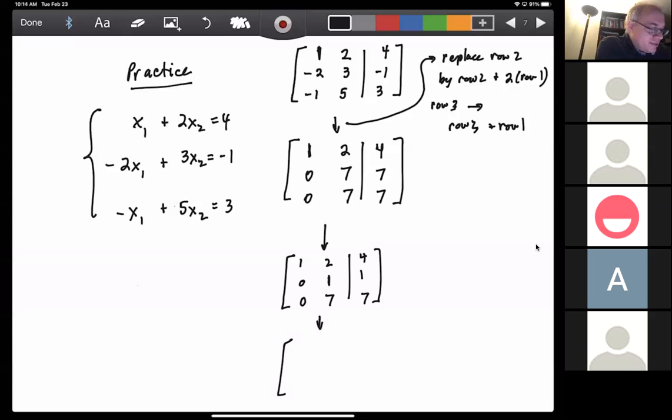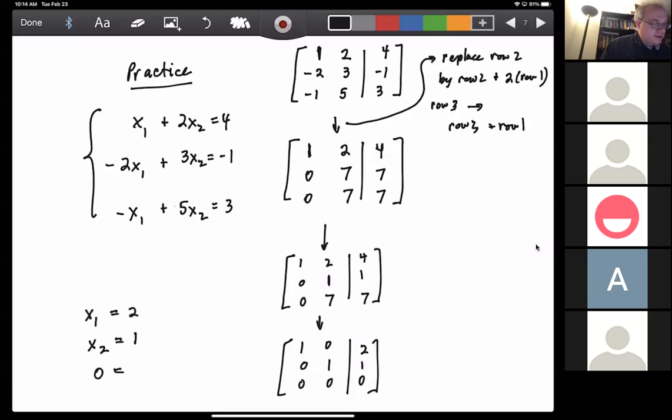So the first row, we could take row 2 times 2 and subtract it from row 1. Row 2, we're going to leave as it is. And row 3, we can replace by row 3 minus 7 times row 2. And notice that gives us a row of all zeros. If we write that back in terms of the original variables, notice what that's telling us. That row of all zeros corresponds to the equation 0 equals 0. All the coefficients in the equation are 0. So that's an equation which doesn't give us any additional information.